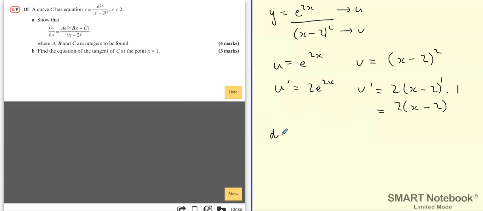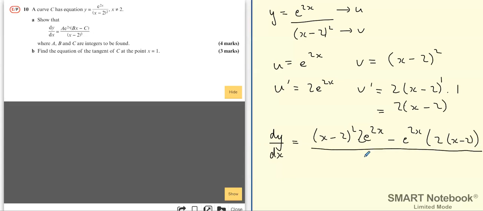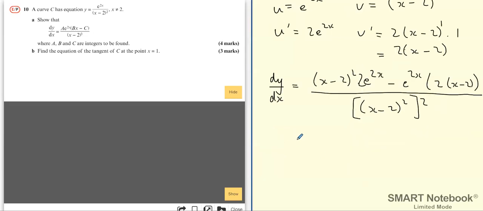So let's see where we get to. So dy by dx, vu dash, so x minus 2 squared times by 2e to the 2x, minus uv dash, e to the 2x times by 2x minus 2, all over x minus 2 squared, because that whole thing inside the square bracket was v.